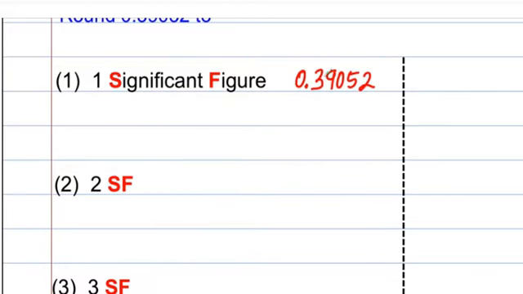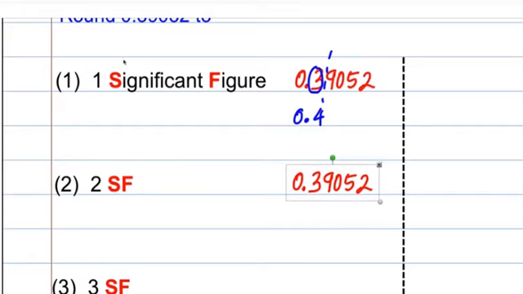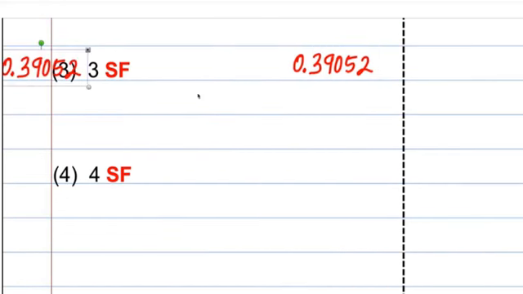So we want to round off this number, that is 0.39052, correct to one significant figure. We should round off at 3, because 0 is not significant. We cannot round it to 0.